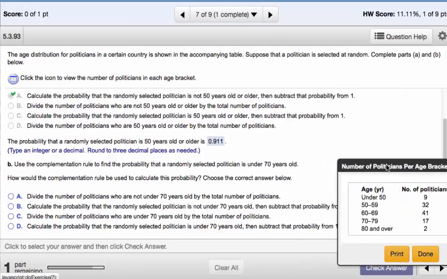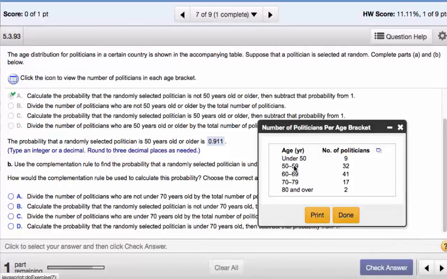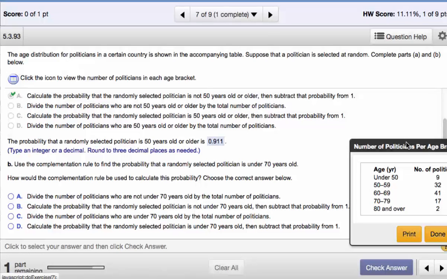All right. So the complementation rule is under 70. Under 70, if we use the complementation rule, it's going to be everything else. What's everything else that's not under 70? Under 70 would be these 3, right? And so everything else would be 70 and up. So now we're going to take the probability of what we don't want, which is all these 19, and do 1 minus that. So we're going to find the probability for 70 and up.